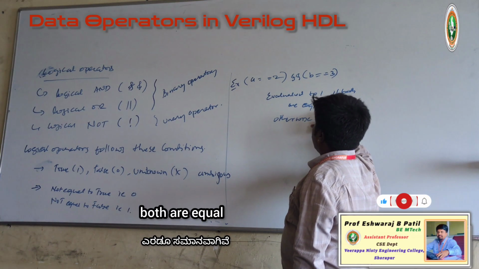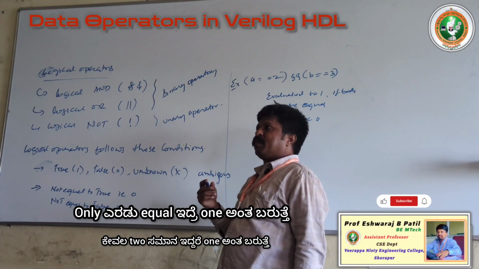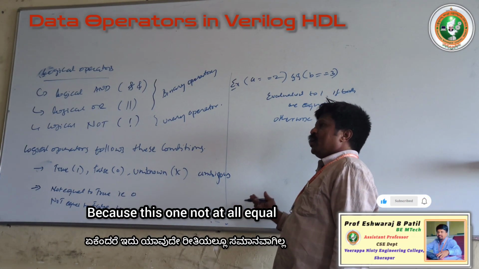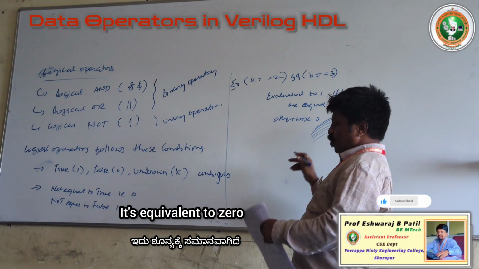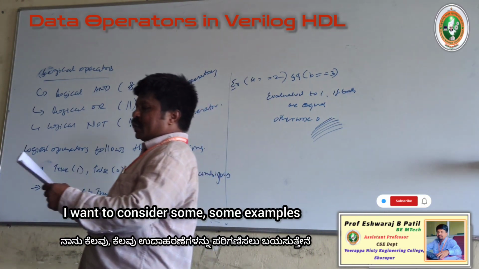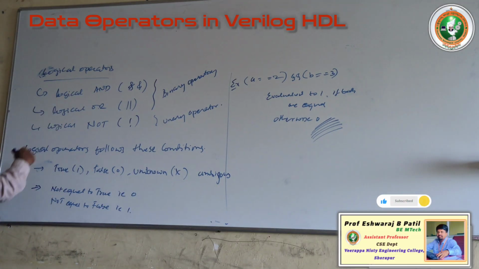No. If both are equal, the result is 1. Because this one is not equal, the value is equal to 0. It is equal to 0. Just copy this one. I will go to the questions of some examples. First copy this one.